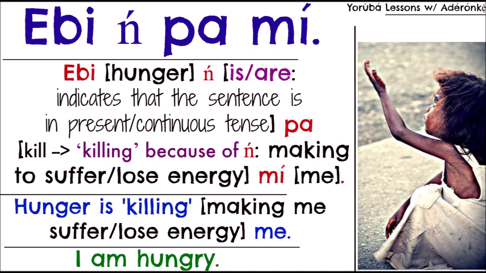N is "is" or "her." Like I was mentioning earlier, whenever you see n it indicates that the sentence is a present tense or present continuous tense as a standalone word. And I explained that at this point, it's not just a letter, it's a vowel and consonant together, because ni is how you would say the alphabet ni. But when it's a standalone word like this and it's serving as "is" or "her," you would say ebi n pa mi. Pa is to kill. It becomes killing because, like I've said, whenever you see n it means the sentence is in present or continuous tense. Making to lose energy or to suffer, you know.